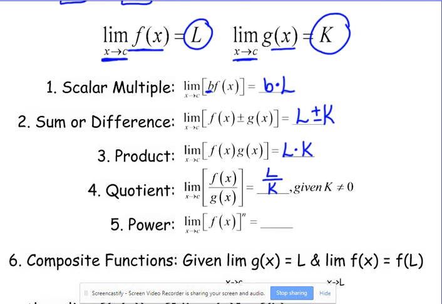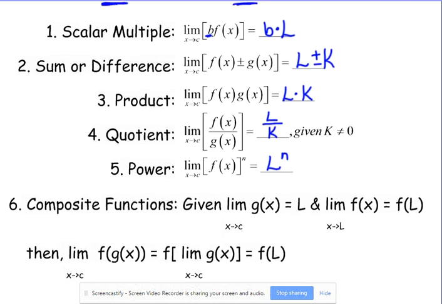And this last one, the power, is kind of like the simple one. If f of x is being raised to the nth, then you just raise its limit to the nth power, whatever power that may be, second, third, fifth, 10th, you just raise it to that power.